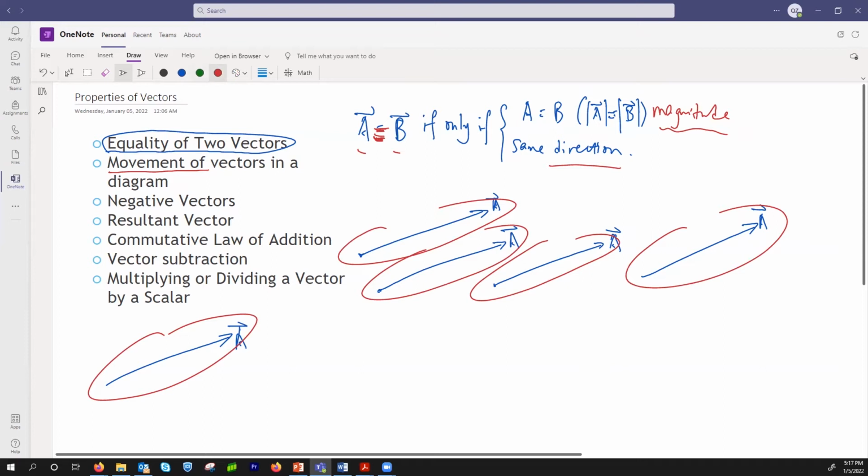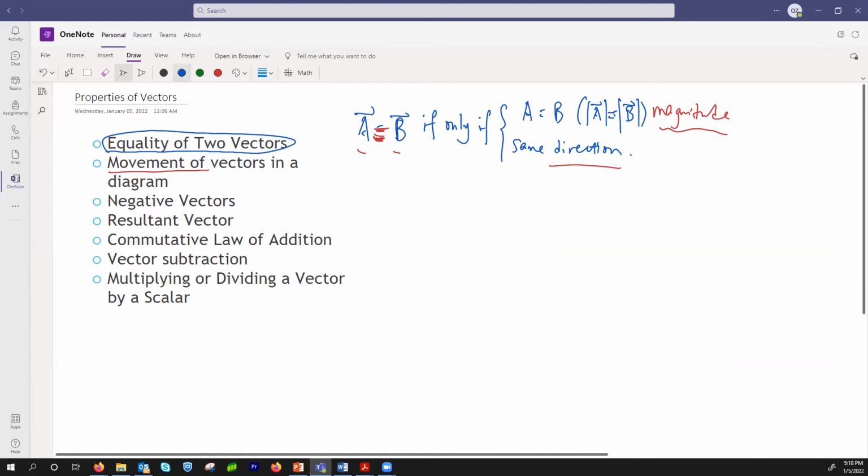Now, what if I now have another vector? Let's call it B. Is this B the same vector as A? No, it's not. Because it seems like the magnitudes are similar or maybe equal with each other, but the direction apparently is different. So vector B is not equal to vector A.